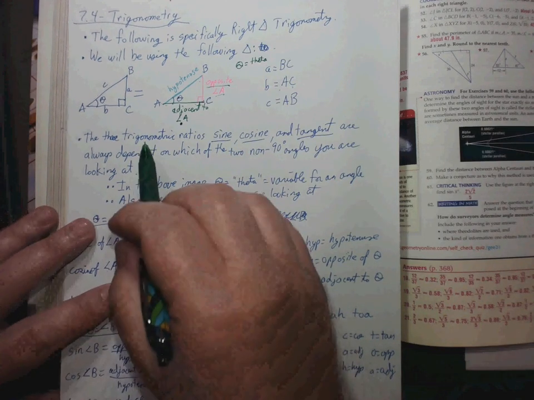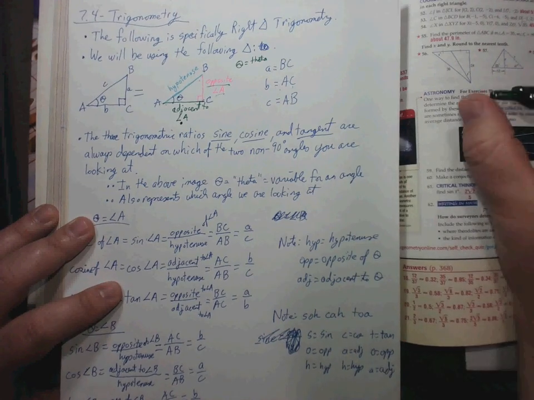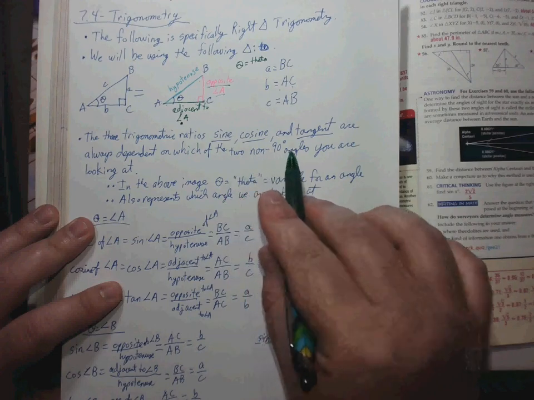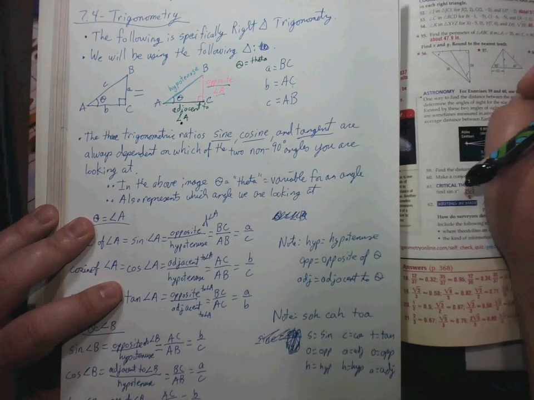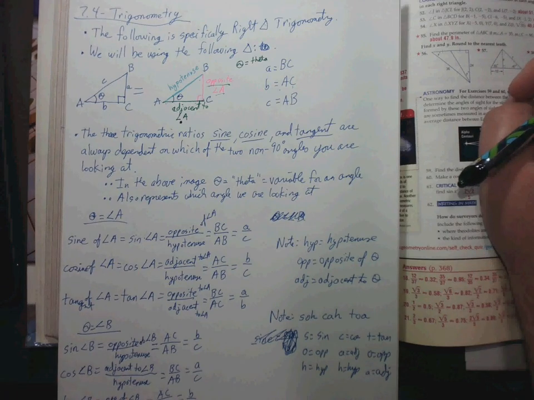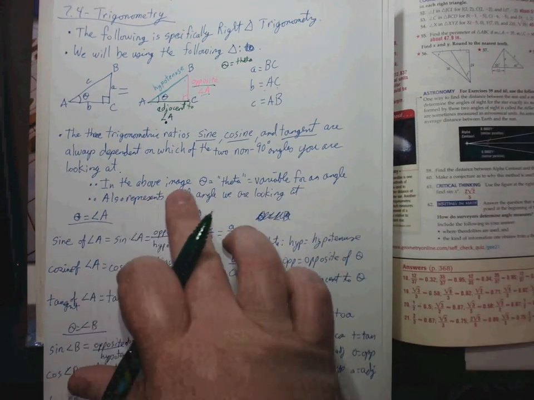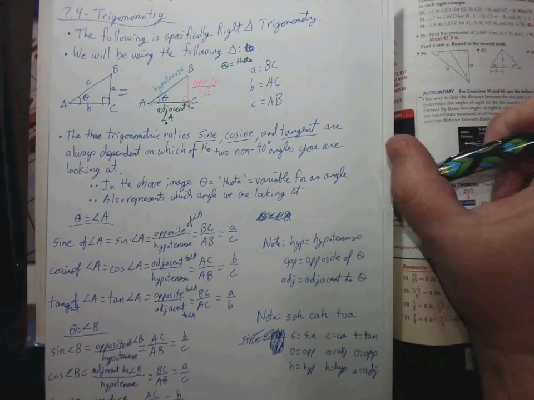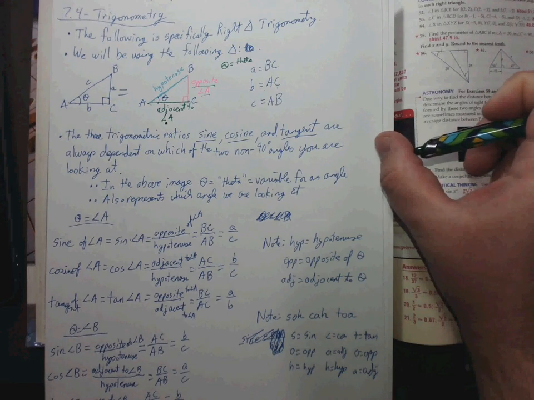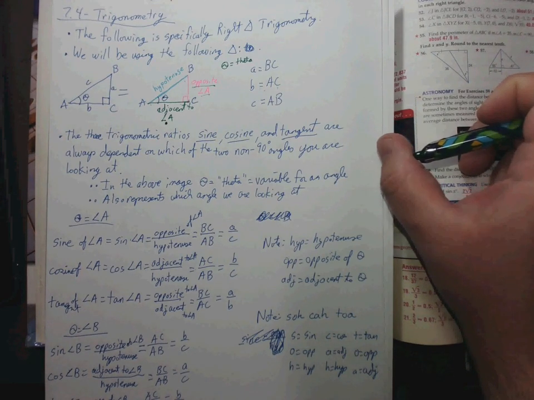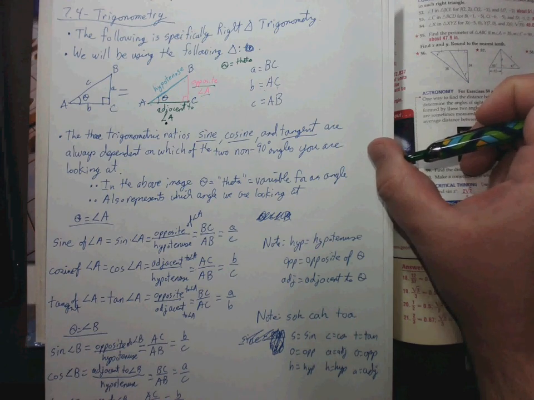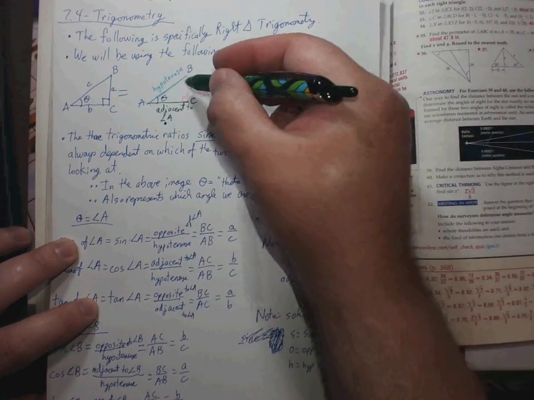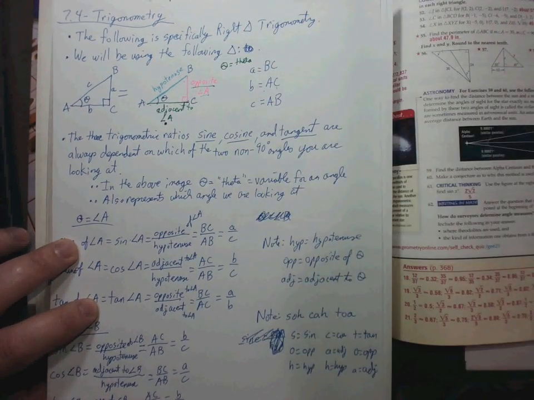All right, so there are 3 trigonometric ratios: sine, cosine, and tangent. And they're always dependent upon which of the two non-90 degree angles you're looking at. In the above image, theta is that little variable. It's a Greek letter, theta. It's a variable for an angle. It just means what measure is that angle. It also, therefore, represents what angle we're looking at. If the theta is there, that's the angle I'm looking at. If the theta were over here, that would be that angle I'm looking at.